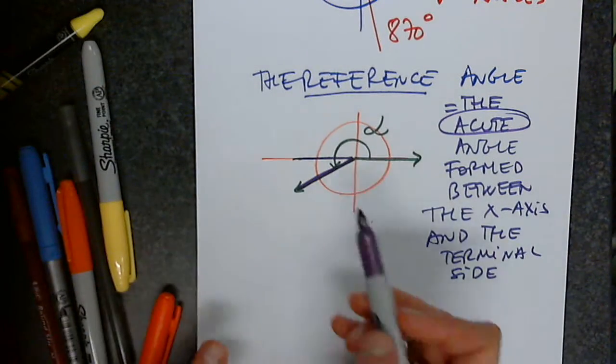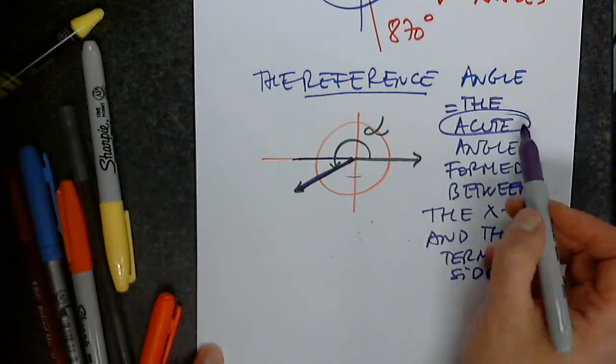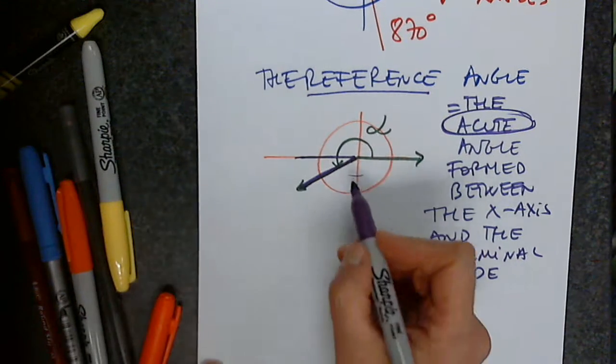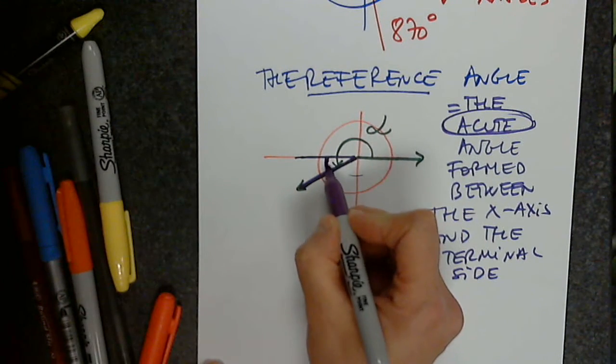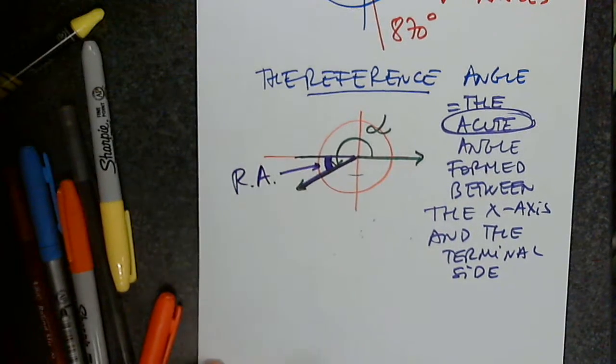You can say, wait a minute, so here's the terminal side, here's the x-axis, why don't you use this? It must be an acute angle, which means less than 90. So I cannot use this. This will be the reference angle, RA.